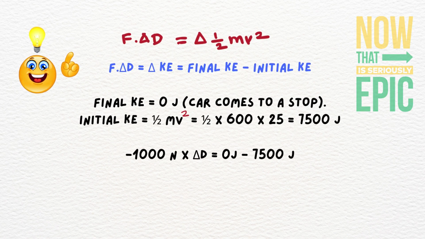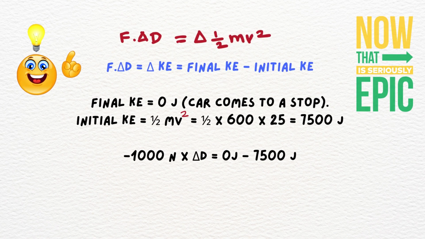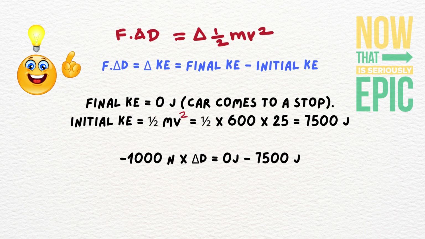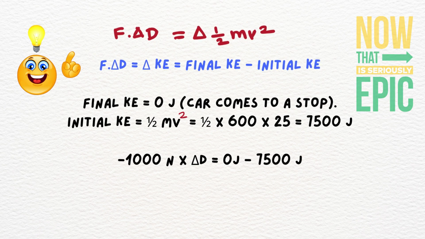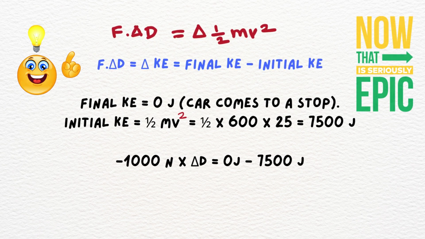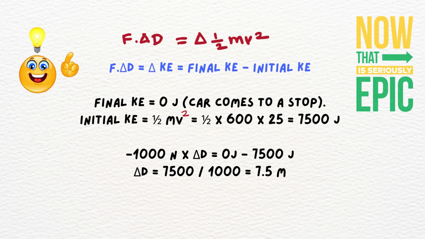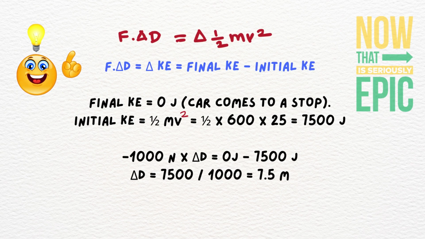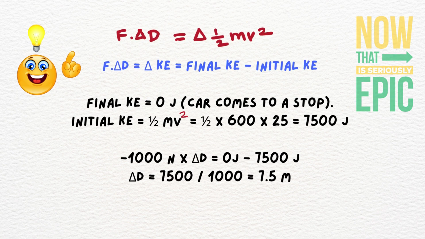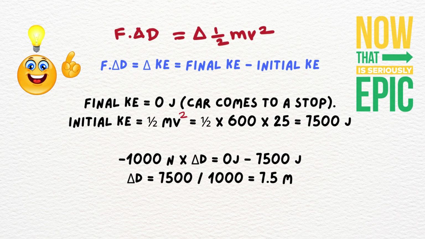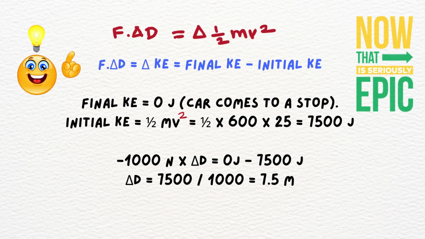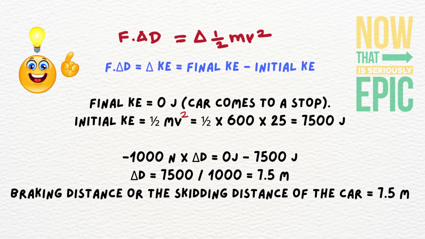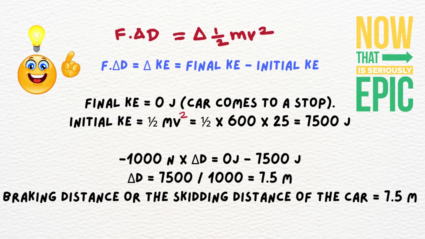Since the braking force is in the opposite direction, the braking force here will be negative 1,000 newtons times delta D equals 0 joules minus 7,500 joules. The negative and negative will cancel out, so we get delta D equals 7,500 joules divided by 1,000 newtons, and that equals 7.5 meters. So the braking distance or the skidding distance of the car equals 7.5 meters.